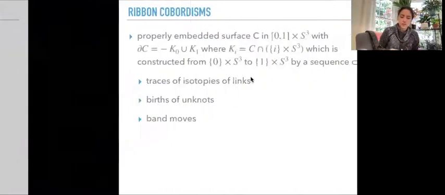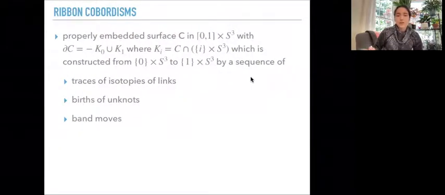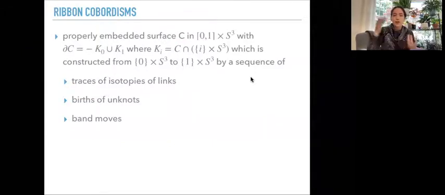Okay, so the other thing I want to talk about, though, are ribbon cobordisms and Legendrian realizations of these, or some idea of a realization of that in the contact symplectic world. As a quick reminder, a ribbon cobordism is just a properly embedded surface, let's call it C, in the interval cross S3. Basically, the two boundaries are your two knots or links, and then it's constructed by a sequence of these three moves. So you can have traces of isotopy. Any isotopy of a smooth knot gives you a ribbon cobordism between those knots, or links, I should say.